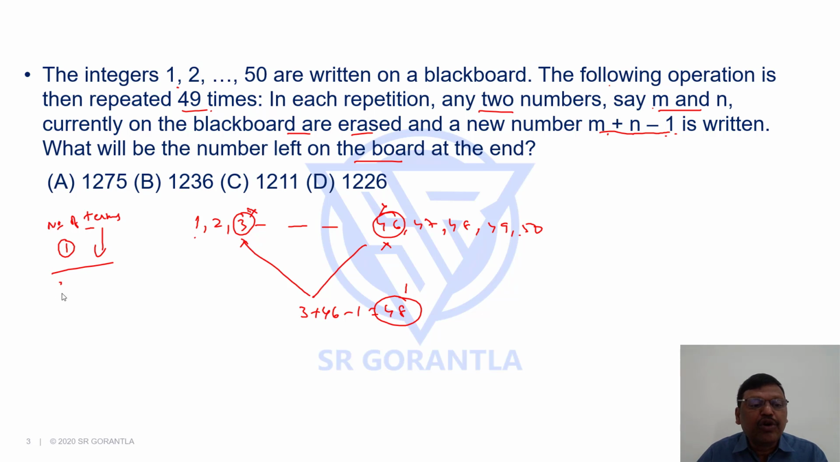Second thing is, what about the sum? Instead of 3 and 46 you are writing 48, so instead of 49 the sum is now 48, meaning the sum also will come down by 1. Every operation the sum will come down by 1.